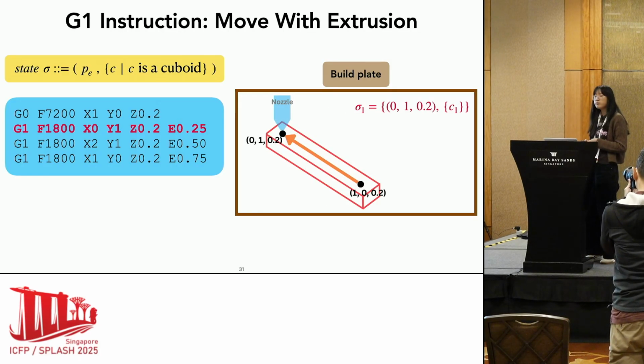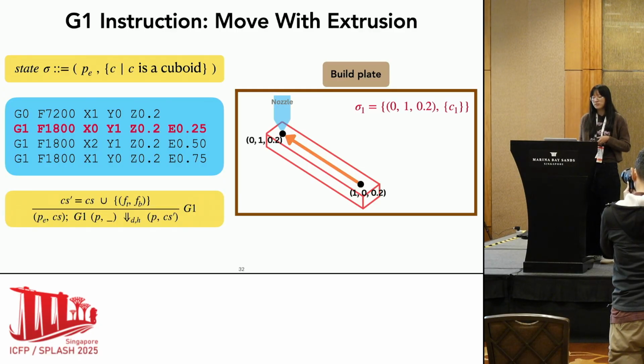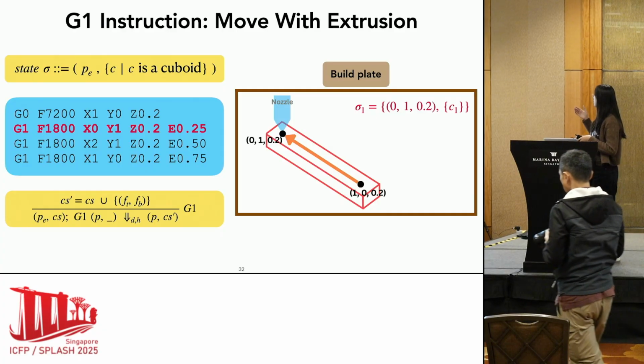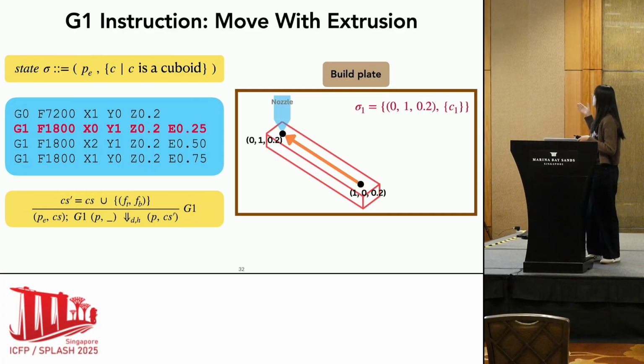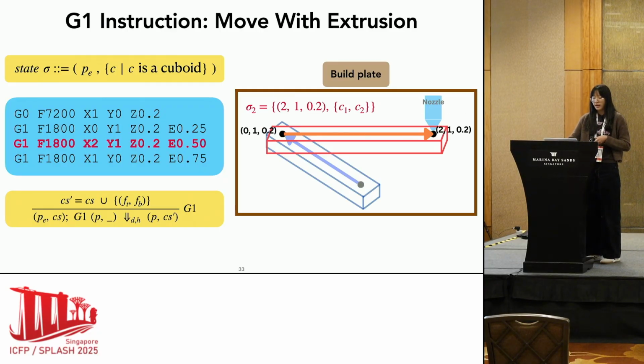And for a G1 instruction, the nozzle will not only move to a new position, but also extrude filament along the way. So after this instruction, the nozzle will move to the new position, but also extrude filament. So there is a new cuboid being added to the cuboid set. And the remaining two instructions are processed in the same way.